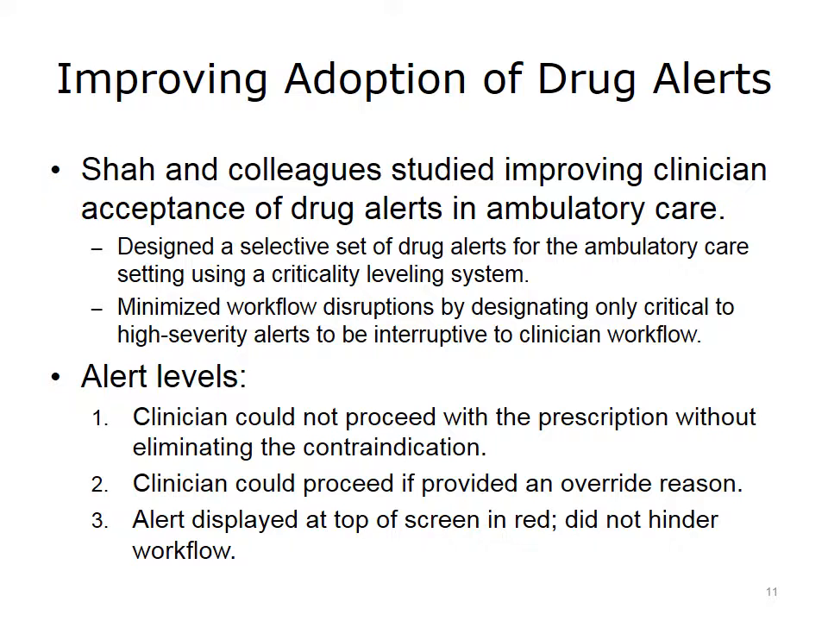Level 2 alerts were very important, but the clinician could proceed if he or she provided a reason for overriding the alert. Level 3 alerts were designed to not disrupt workflow, but to provide important information for the clinician to take into consideration. Through this research, Shaw's team was able to demonstrate that by designating only critical to high-severity alerts to be interruptive of clinician workflow, they were able to minimize workflow disruptions and improve clinician acceptance of drug alerts.